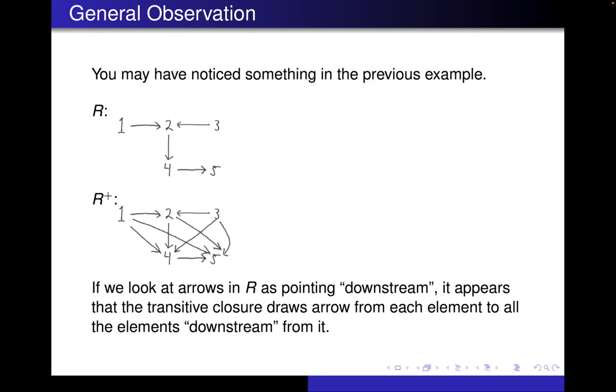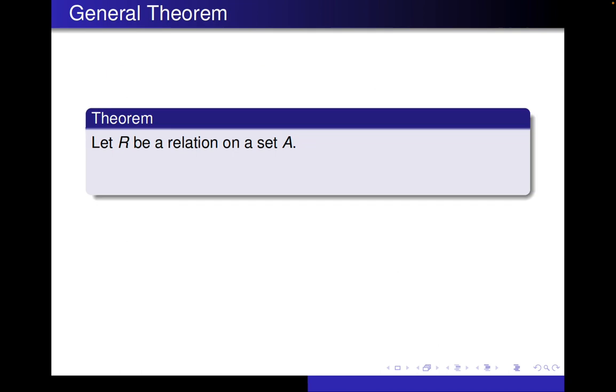So for instance, you see 1 is pointing to 5, and you can go downstream from 1 to 5. Well, that's actually the only way, right? 1 to 2 to 4 to 5. And you have an arrow between 3 and 4, and that is because you go downstream from 3 to 2 to 4. And the question is, is this another way of thinking about transitive closure that is equivalent to the original definition? And the answer is yes.